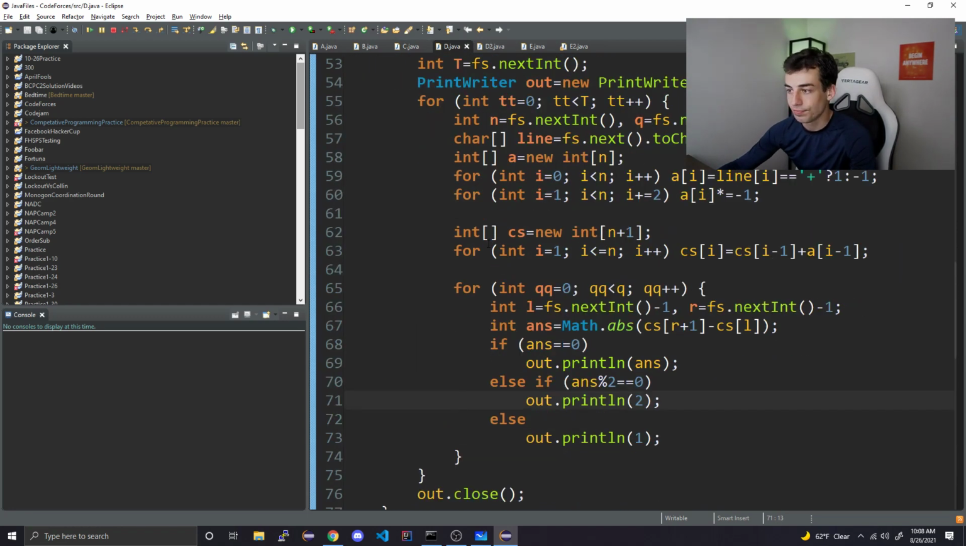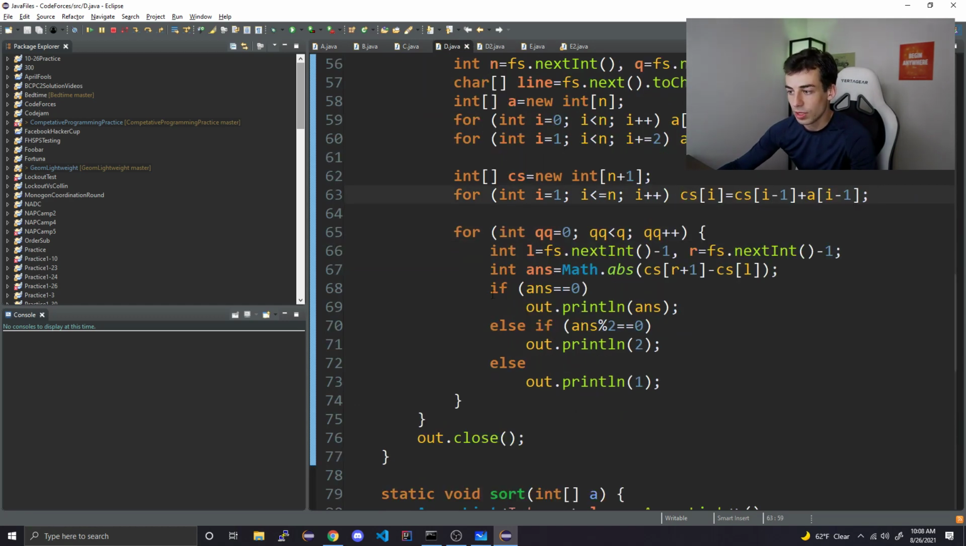So for D1, the solution is super clean. We build a cumulative sum array of all of the numbers here, and then we find the cumulative sum. If the answer is 0, print 0. Otherwise, if the answer is even, print 2, or if the answer is odd, print 1.